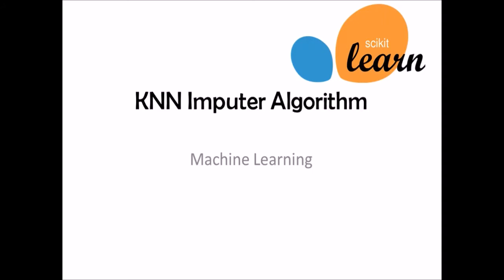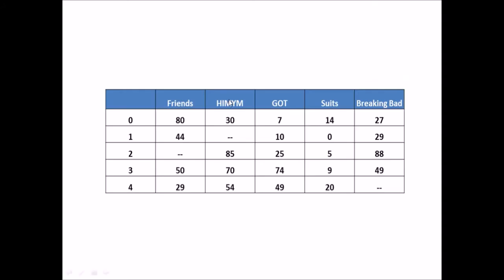It is very easy. Now, for example, I have this data set. These five people, we have named them as 0, 1, 2, 3, 4. These are five unique people, and they have watched each of these five TV series: Friends, How I Met Your Mother, Game of Thrones, Suits, and Breaking Bad. Okay, they have watched all the five TV series, and they have given their ratings for each of those out of 100. For example, this person 0 gave Friends 80 marks out of 100 or 80 points out of 100.